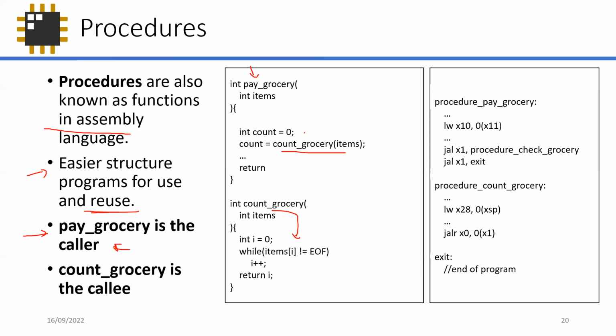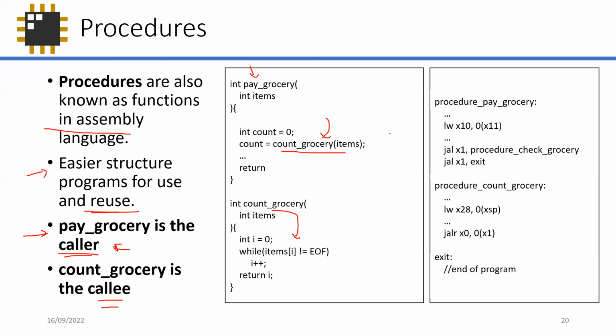Why is it the caller? Because it calls count grocery. And count grocery here is the callee because it's being called by pay grocery. So that's the difference. It's a nice term that you have to watch out for because some people use it, the caller and the callee, right?